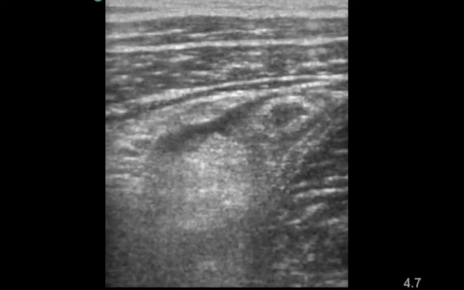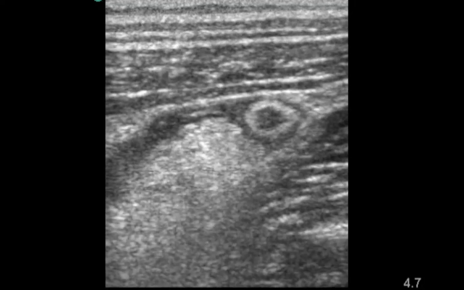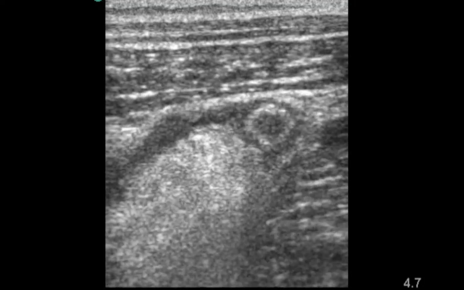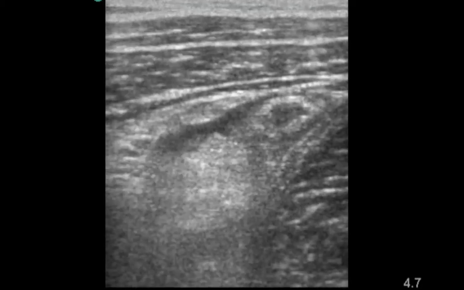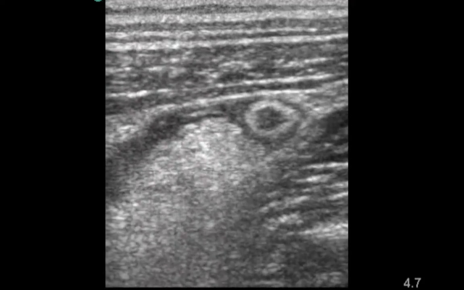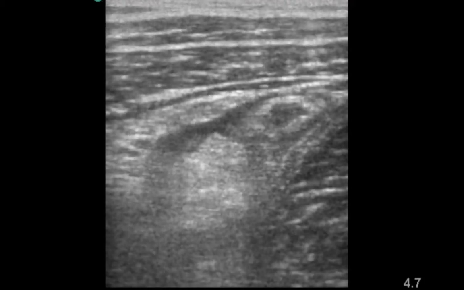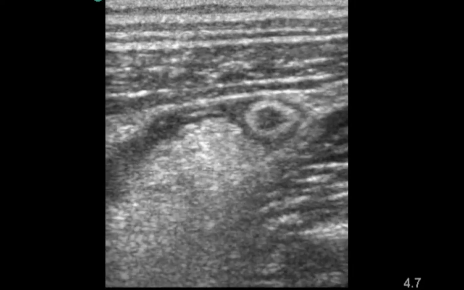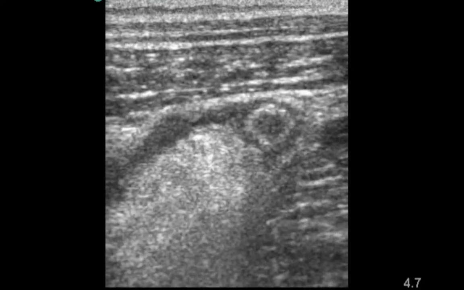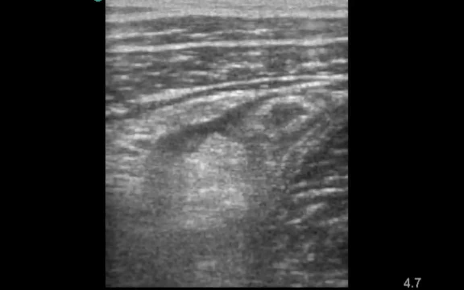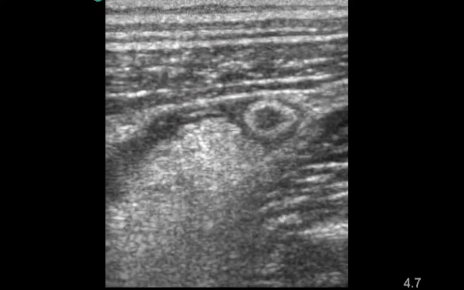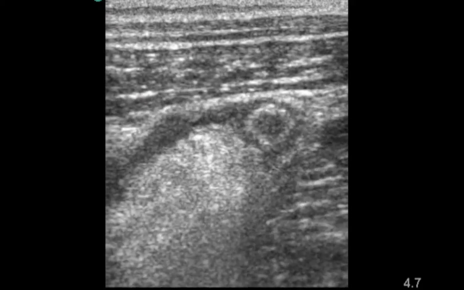Here are just a couple of examples, and just like any image that you ultrasound, you want to visualize it in two orthogonal planes. Right here, you see it in longitudinal view. And then when you turn it 90 degrees, you see something called a target sign, which is just the transverse view of the appendix, where it is a nice little ring.